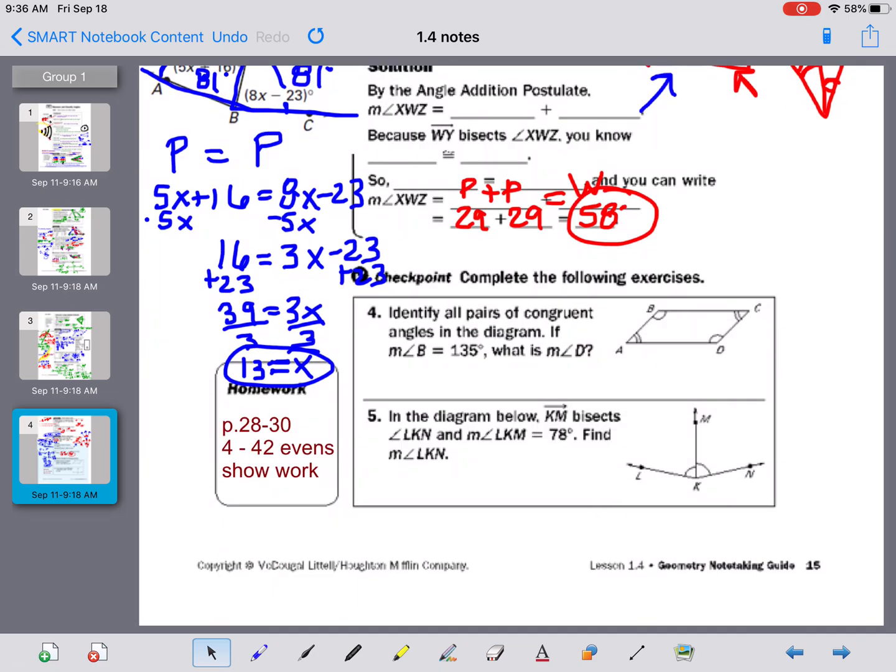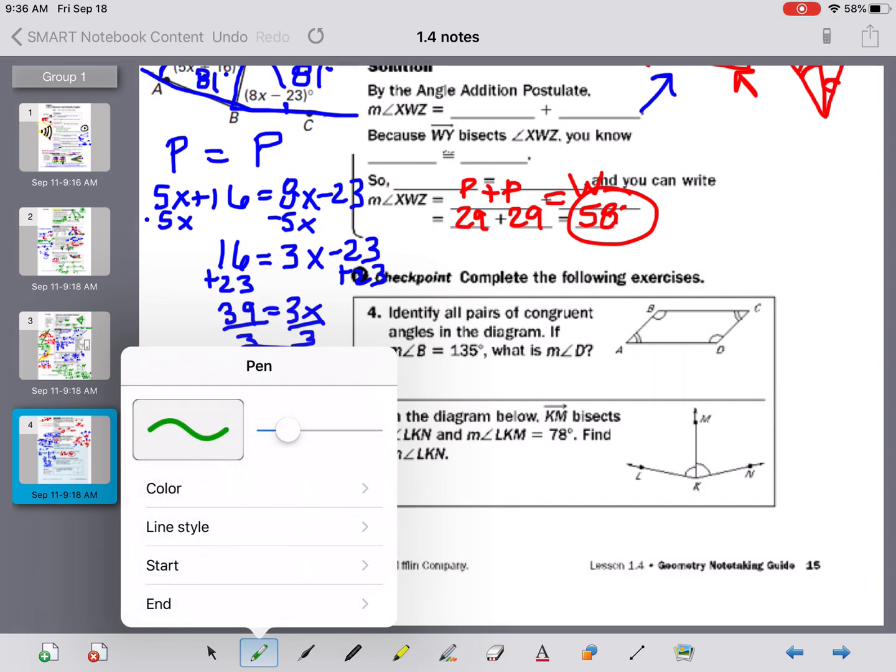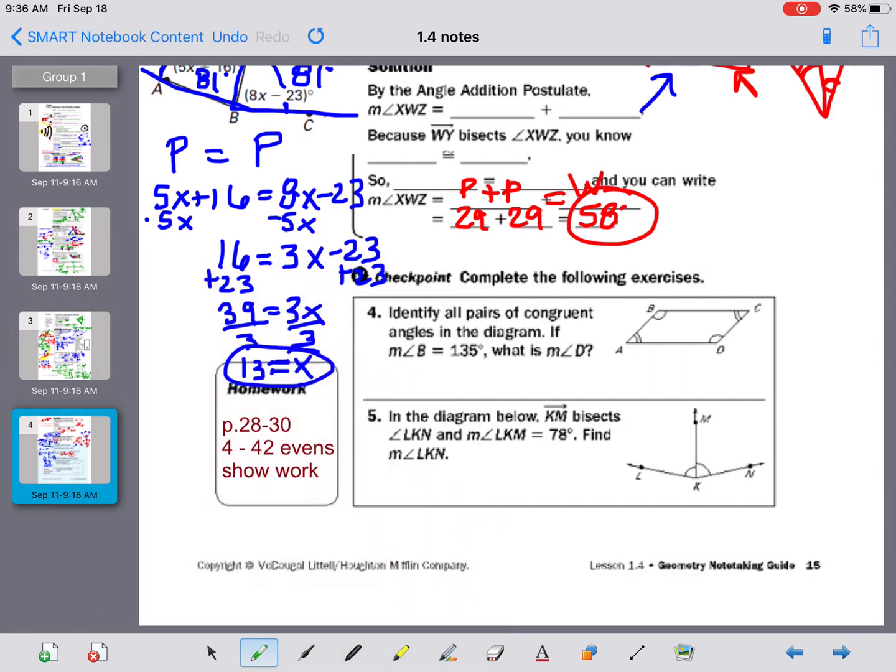All right, number 4 says, identify all the pairs of congruent angles in the diagram, and then find some measures. So I'm looking for arc marks. Angle A has 2 arc marks, so that means it is congruent to angle C, which also has 2 arc marks. Notice here, my names and my angles are congruent because angles are congruent. If I gave numbers, I'd make them equal. All right, what else? Angle B is congruent to angle D because they both have 1 arc mark.